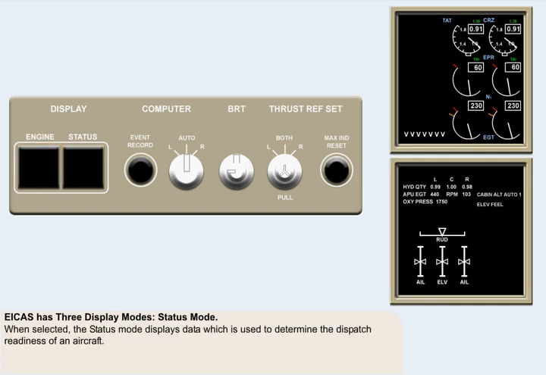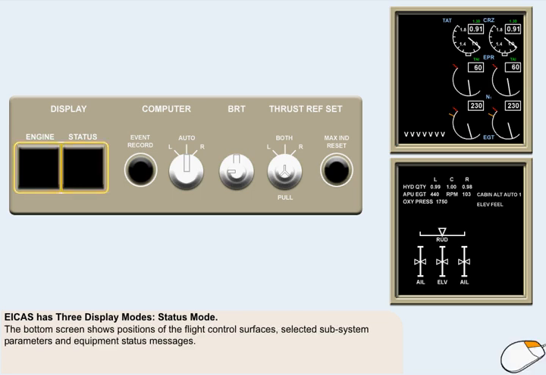When selected by pressing the Status button on the Display Select panel, the Status mode allows data to be displayed on the bottom screen, which is used to determine the dispatch readiness of an aircraft. This data is closely associated with details contained in the aircraft's minimum equipment list.